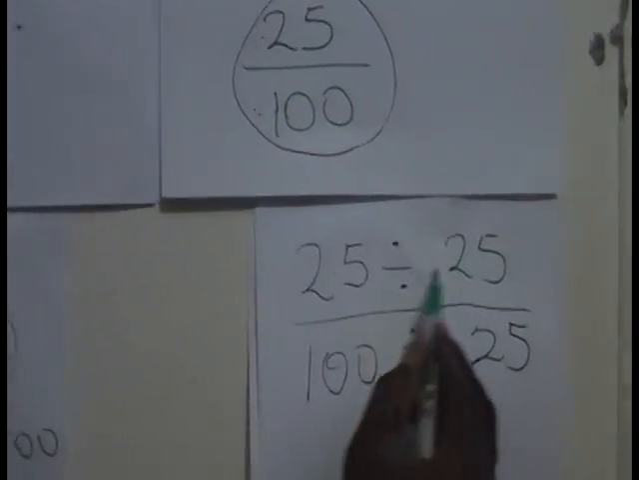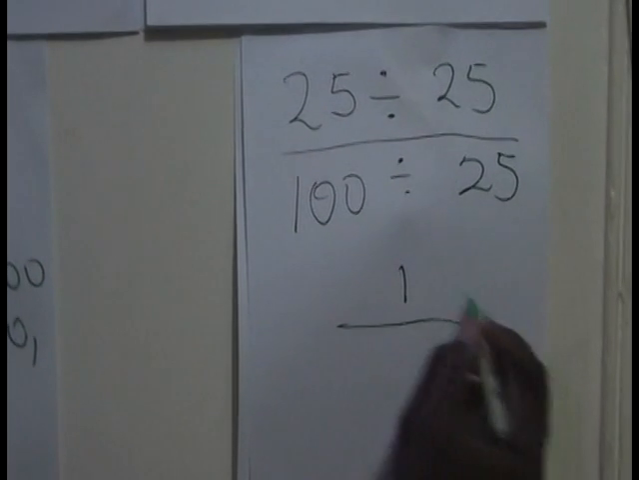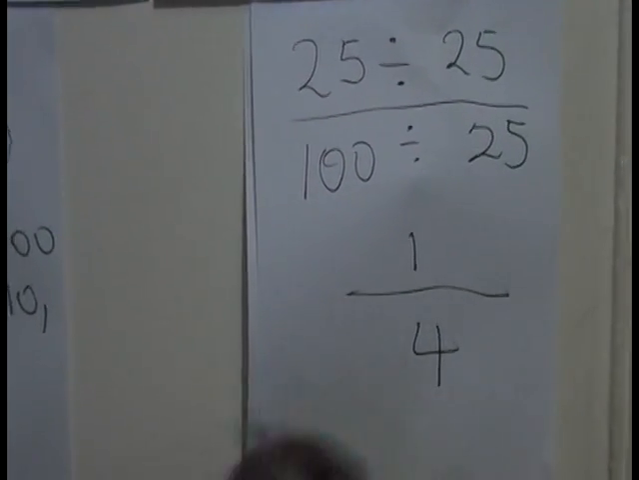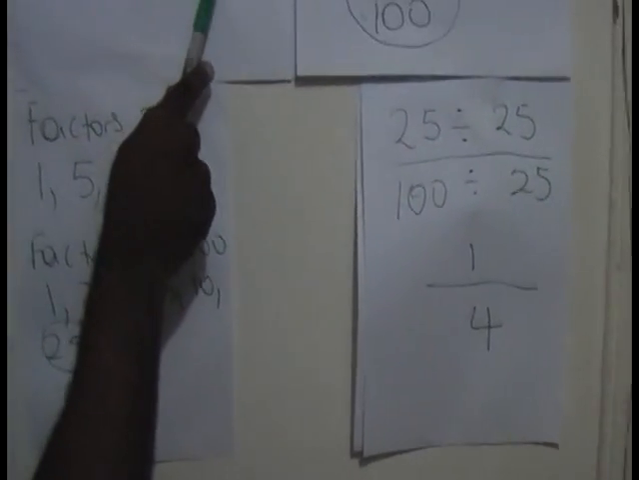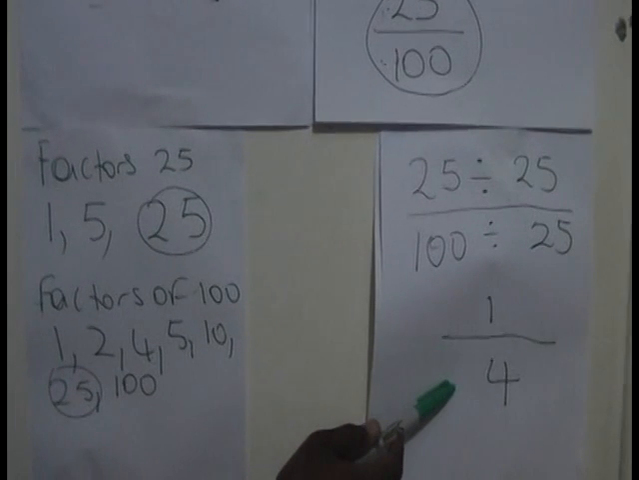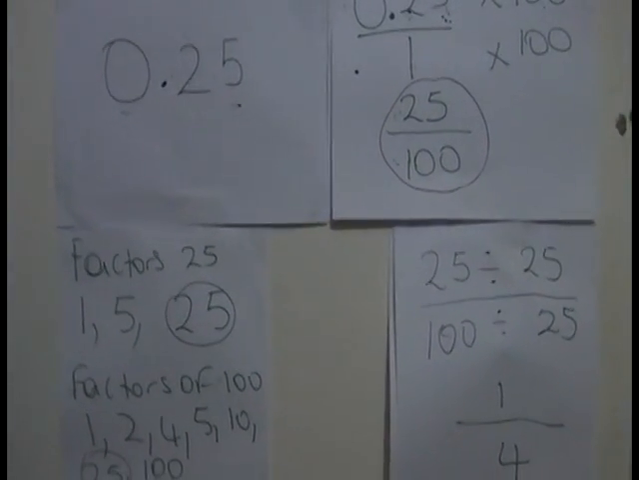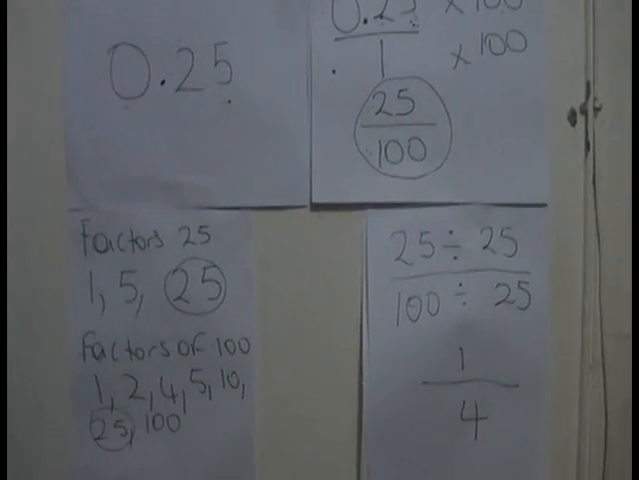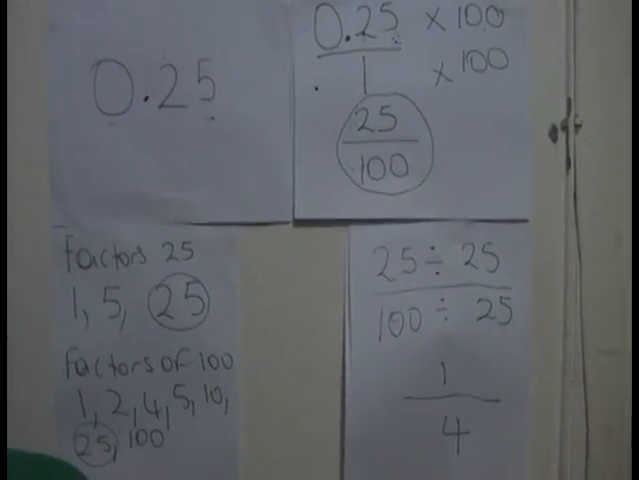So 25 divided by 25 is equal to what? 1. 100 divided by 25 is equal to what? 4. So we are saying then that 0.25 can be written as a quarter. Simple as that. So once you follow the 3-step method that you are given, then you should not get this wrong. Right? Just simple as that.